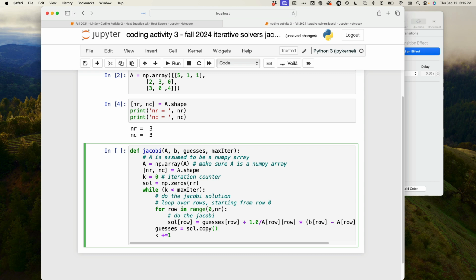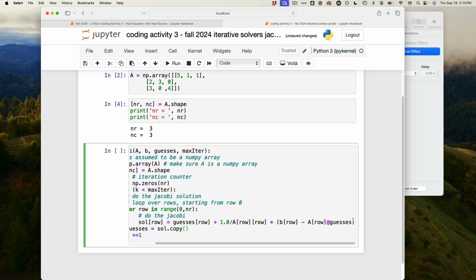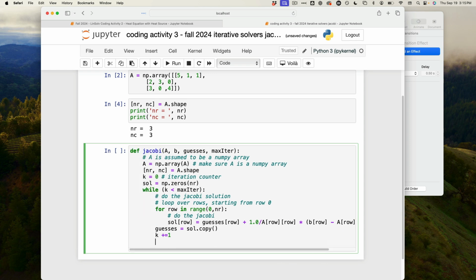Guesses is an array containing as many entries as there are unknowns. So that's why here I'm accessing the ith entry of guesses, indicated here by row, but over here in the dot product on the right, it's A at row dot guesses. So A at row gives me the entries in the row, and guesses give me the entries in the previous guess, and I dot them together, and they give me that summation. That's the dot product. And that's solved. This used to be a homework assignment.